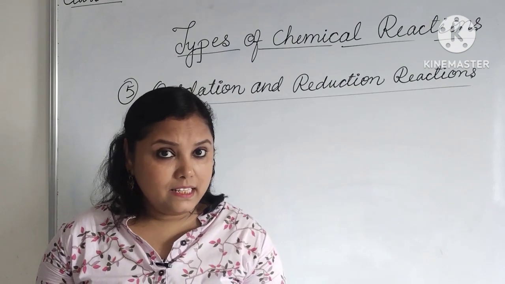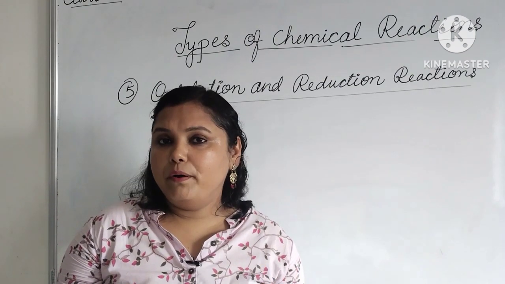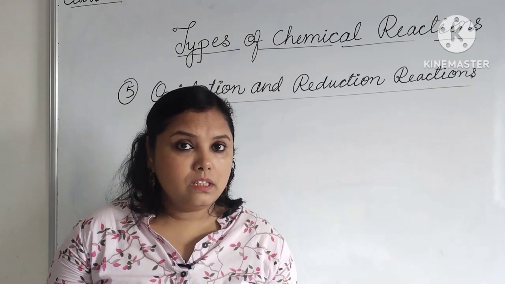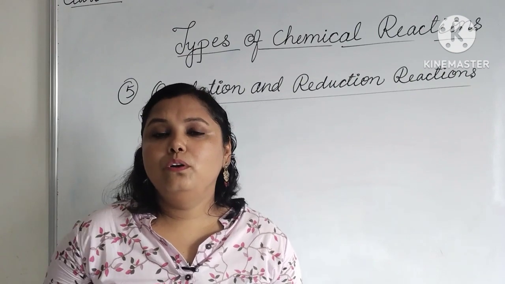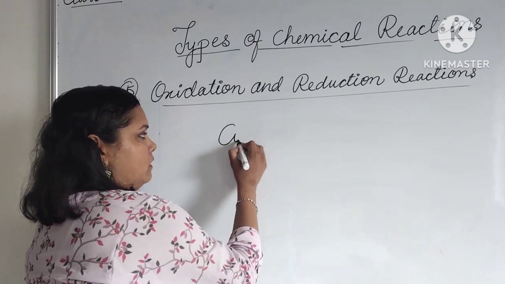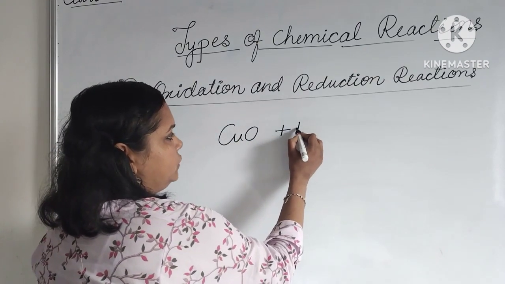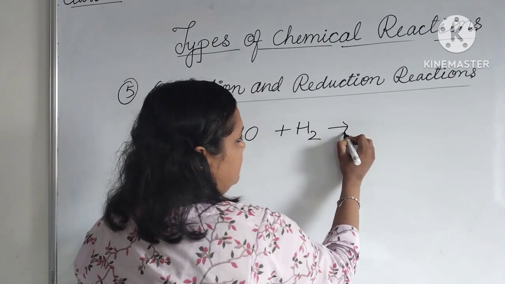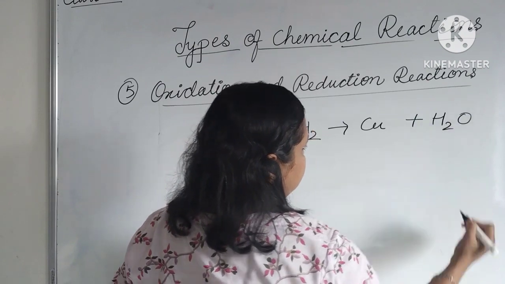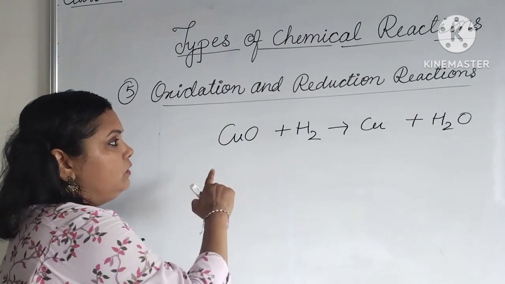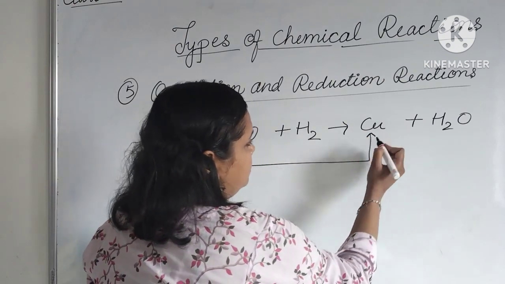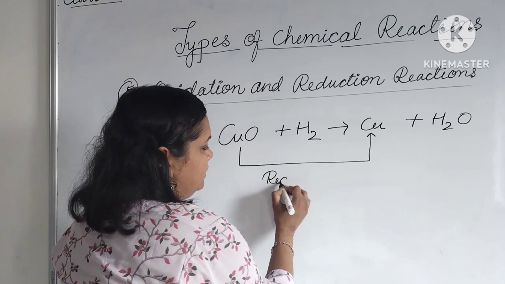Now let us try to understand this through one example. If hydrogen gas is passed over heated copper oxide, then black color copper oxide is reduced and a reddish brown copper metal is formed. Now let us write the equation. Copper oxide plus H2 will give copper plus H2O. Okay. So here copper oxide is reduced to copper. Here reduction is taking place.